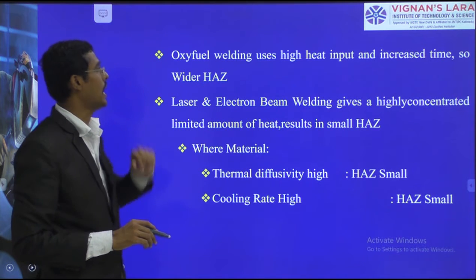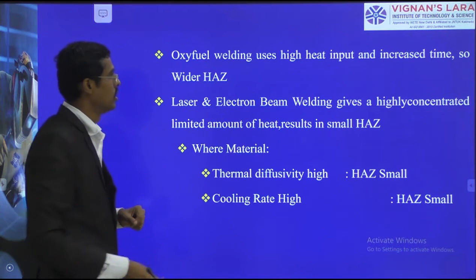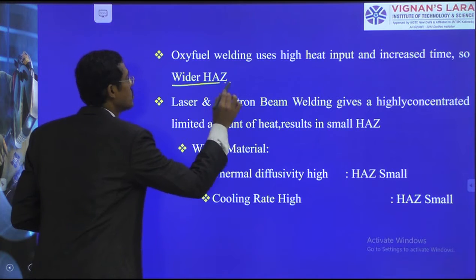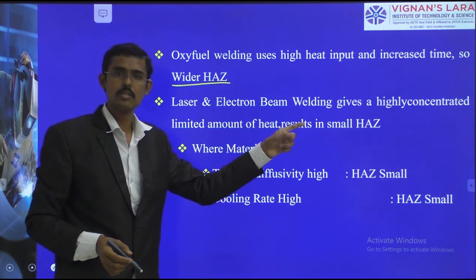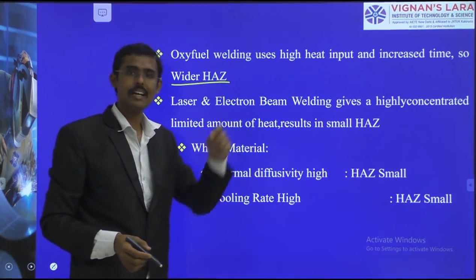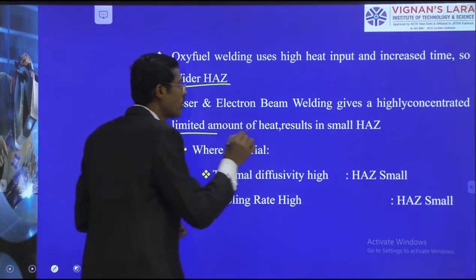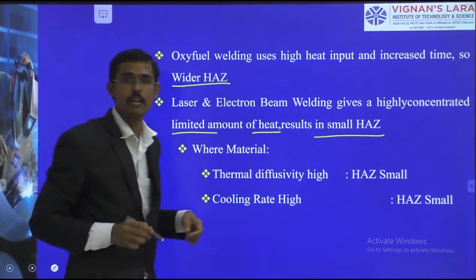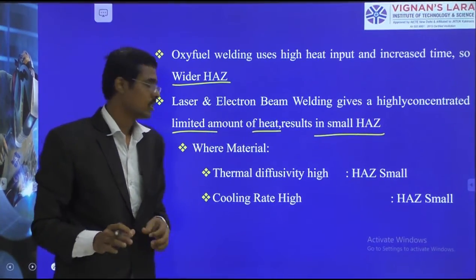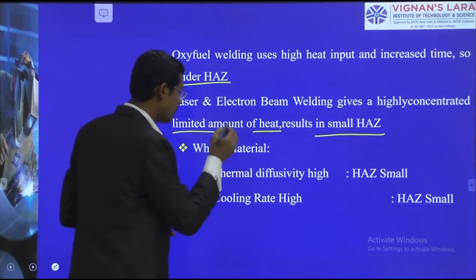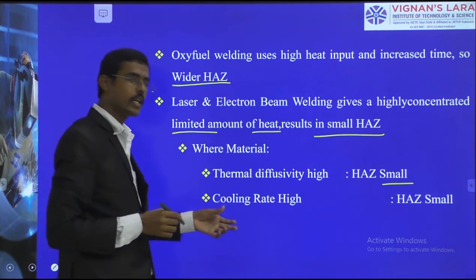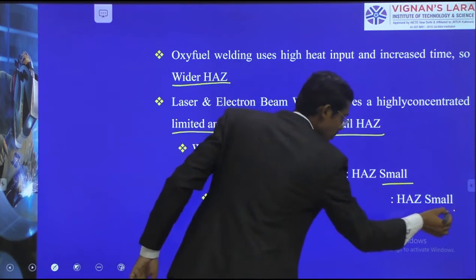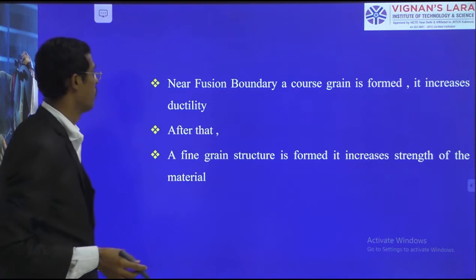Oxyfuel welding uses high heat input and increased time, and so a wider heat affected zone is formed. Laser and electron beam welding give a highly concentrated, limited amount of heat, resulting in a smaller heat affected zone. See, where the material thermal conductivity is high, the HAZ will be small. Where the cooling rate is high, again the HAZ will be small.